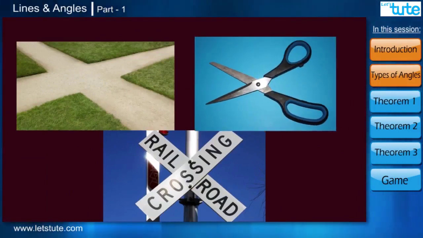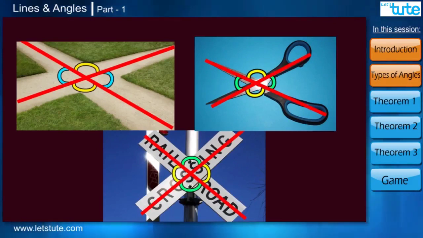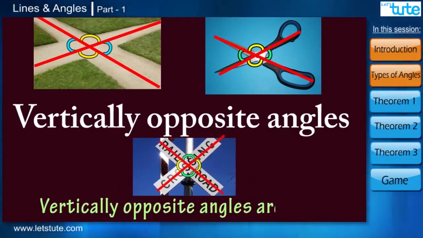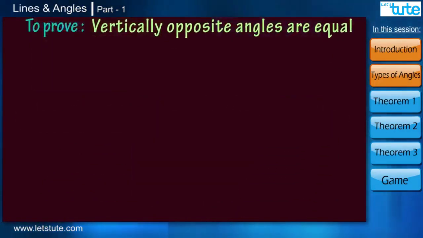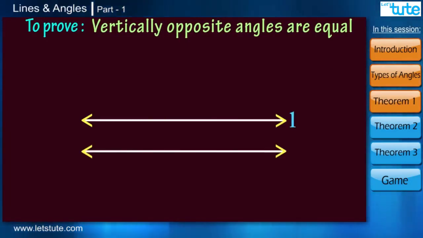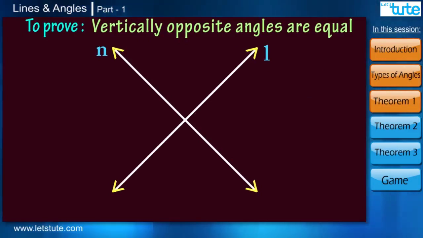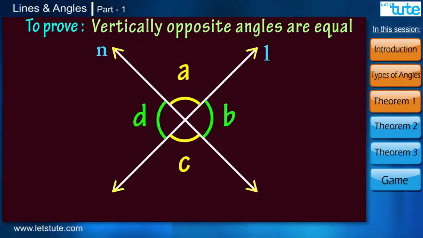Well, in here, one more type of angle can be observed, and these are called vertically opposite angles. Now here the fun fact is that the vertically opposite angles are always equal. Now if you don't believe me, I can prove that for you. Now suppose there is line L and M intersecting each other and forming vertically opposite angles.